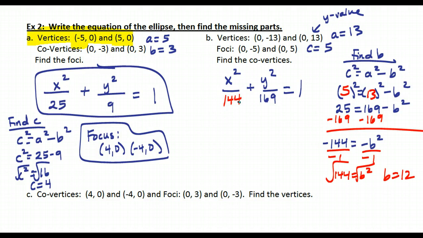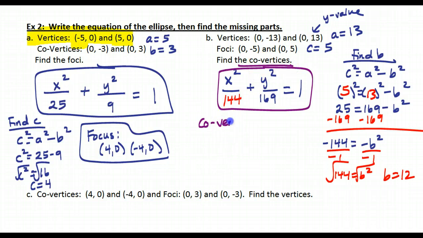So there I am. And then, remember, b is my co-vertex spot. And b is with the x right now, so I'm going to put that 12 in the x spot. And there it is. Okay, why don't you pause the video and try c, and then when you unpause, I'll have the answer showing.